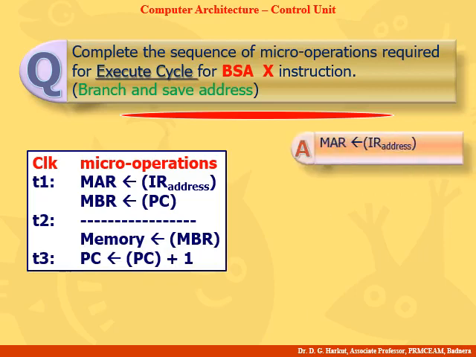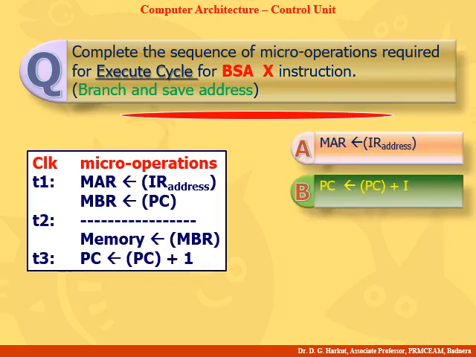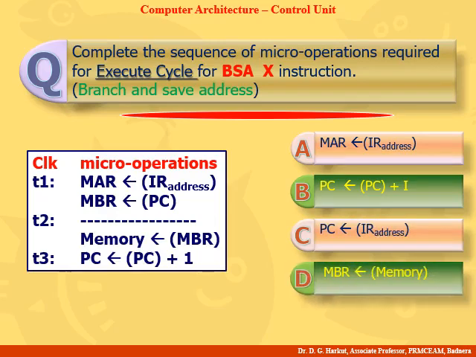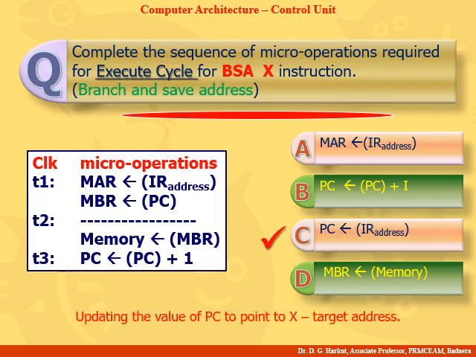Option A, address portion of IR is moved to MAR. Option B, PC is incremented to PC plus 1, that is next instruction. Option C, address portion of IR is moved to PC. And option D, content of memory is flushed to MBR. The answer is C, address portion of IR is moved to PC, an exact match. That is updating the value of PC to point to X, the target address as per the instruction.